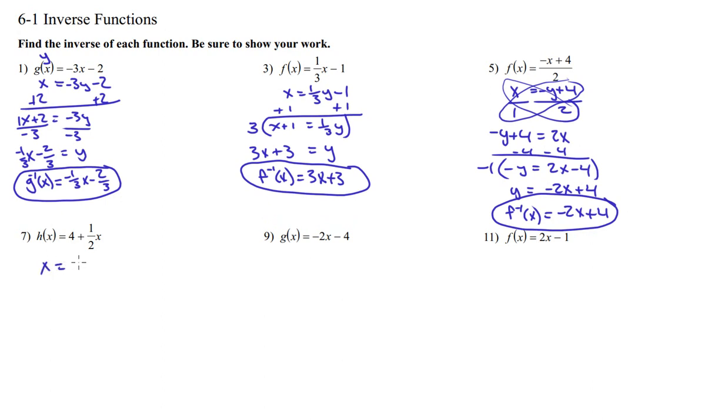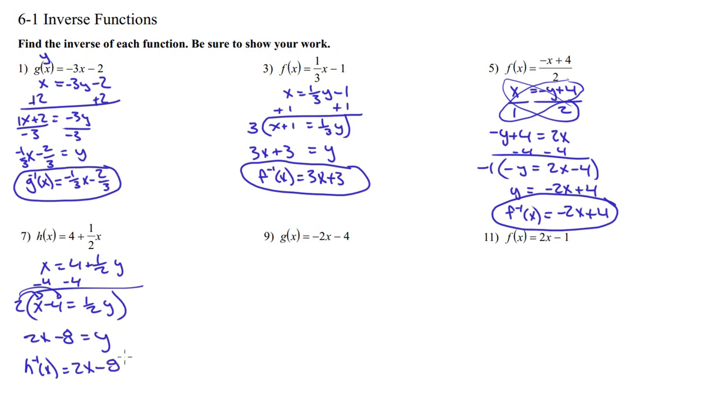So this is x equals 4 plus 1/2 y. We've got to get y by itself, so we've got to subtract 4 from both sides. X minus 4 equals 1/2 y. To get rid of the 1/2, we can multiply both sides by 2. So that gives us, distribute this 2 through to both of these things here as well. So that's 2x minus 8. And 2 times 1/2 is plain old y, which is what we were trying to get. So that means h to the negative first of x, or the inverse of h of x, is 2x minus 8. Okay?